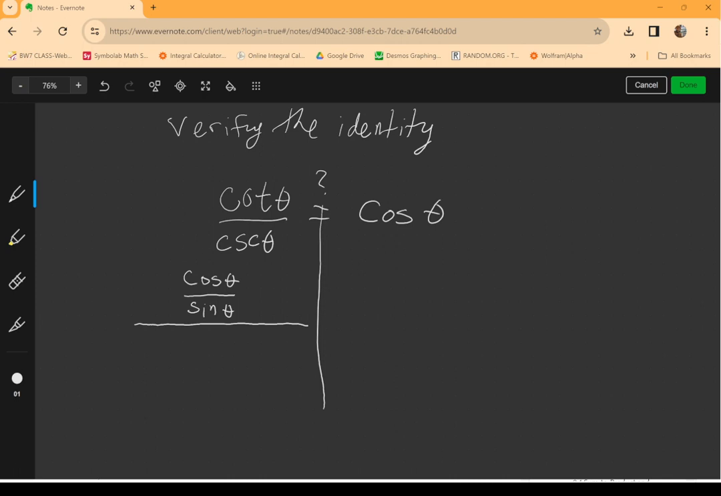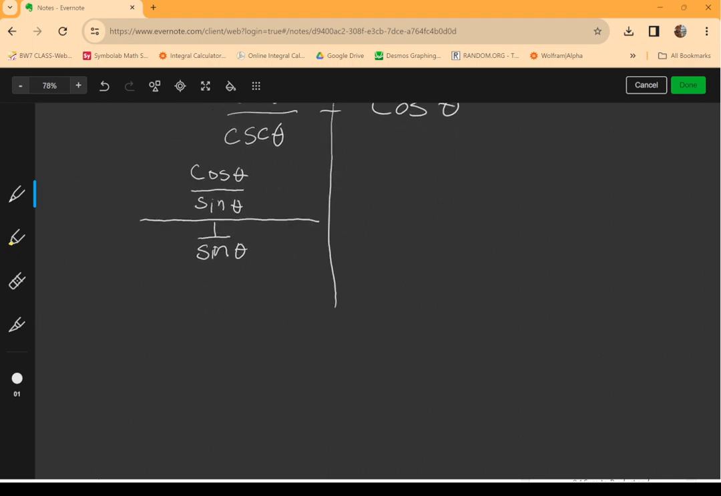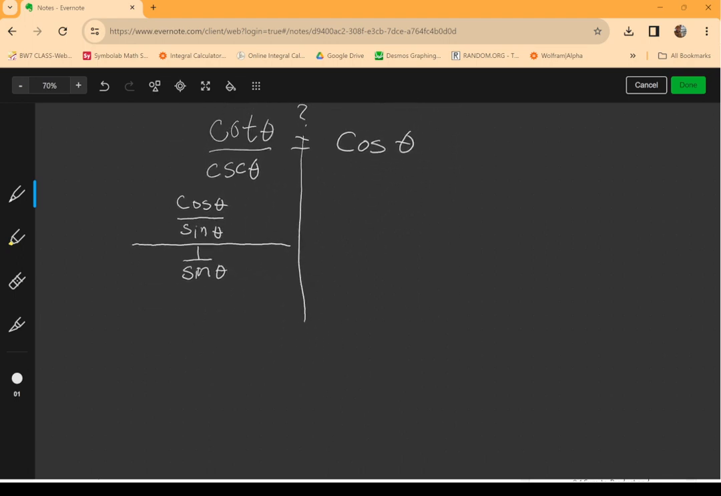And cosecant of theta is 1 over sine theta. Okay, so I have a complex fraction, right? I would not like a complex fraction, essentially. So how do I simplify a complex fraction? Well, you can change it to a multiplication is how you simplify it.